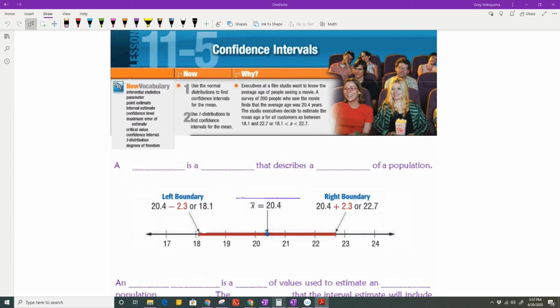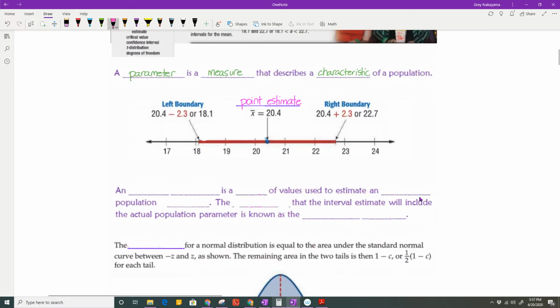you. Okay, so to start off, we have something called a parameter, and it is a measure that describes a characteristic of a population. Okay, you'll see those as we read through the problems. Now, what we're talking about today are confidence intervals, and in the middle of that interval is your point estimate. Okay, now, if you think about the fact that you could have an interval around that point, okay, you have a left boundary and you have a right boundary.